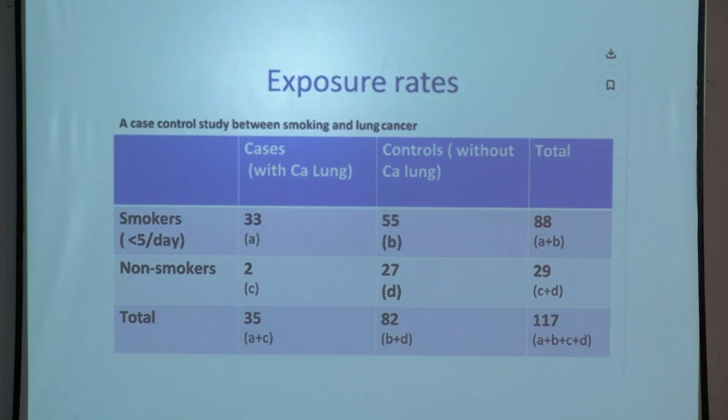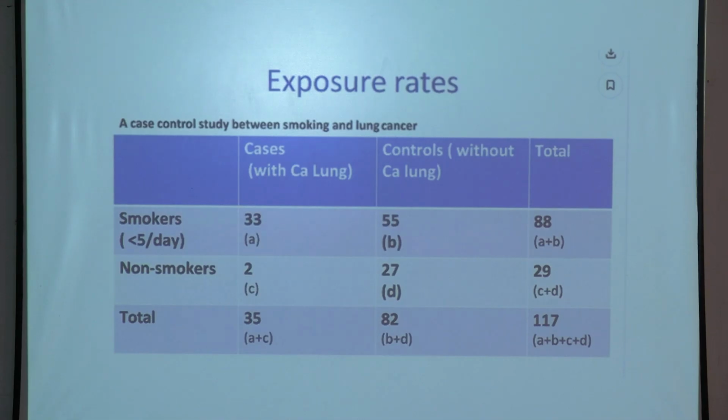Now, how many people are there with CA lung? Cancer lung, cases with CA lung: 35. And how many people are in the controls without CA lung? 82.